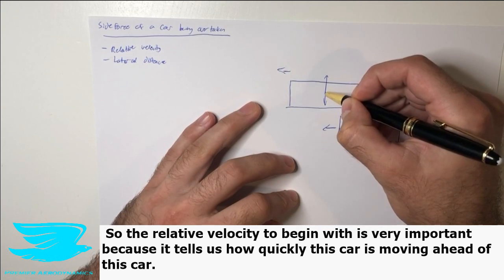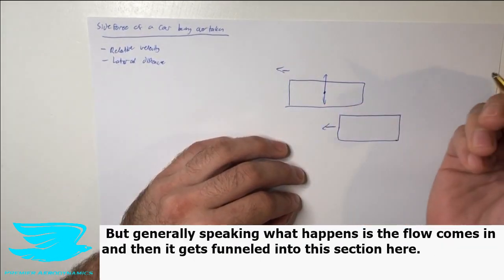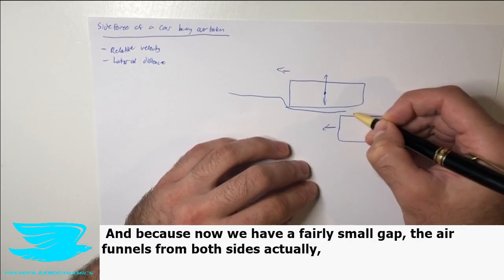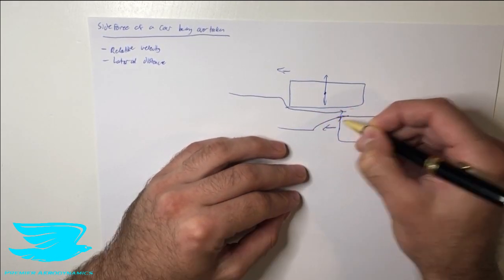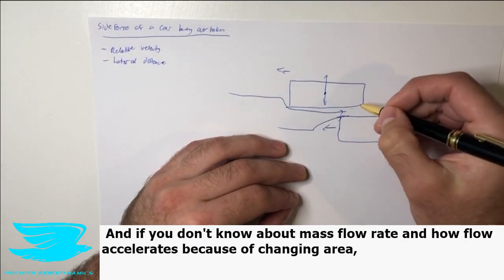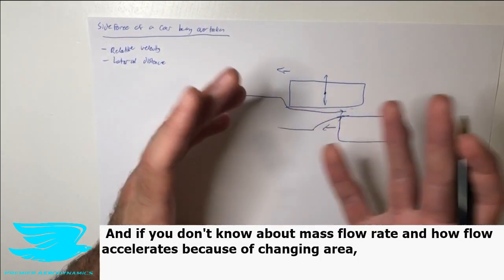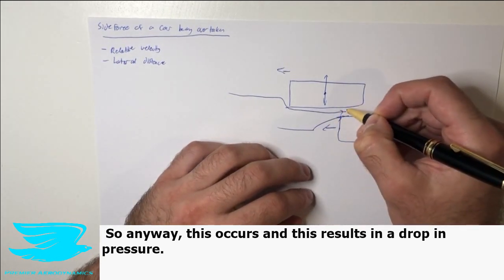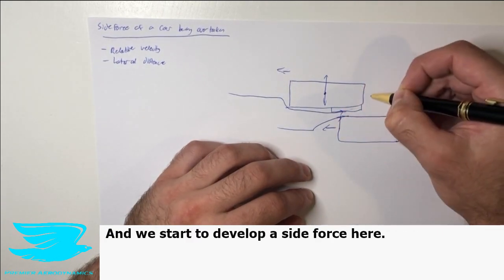The relative velocity to begin with is very important because it tells us how quickly this car is moving ahead of this car. But generally speaking, the flow comes in and gets funneled into this section here. Because we now have a fairly small gap and air being funneled from both sides, this air has to speed up because we have a small area. That's just what has to happen. And if you don't know about mass flow rates and how flow accelerates because of changing area, check out this video here. Anyway, this results in a drop in pressure. So on this face here, we start to see a lower pressure and we start to develop a side force.